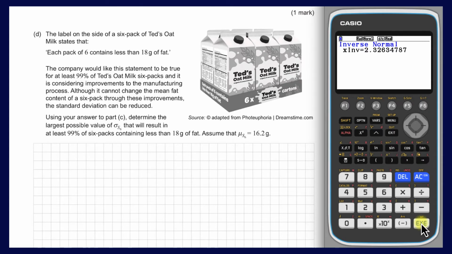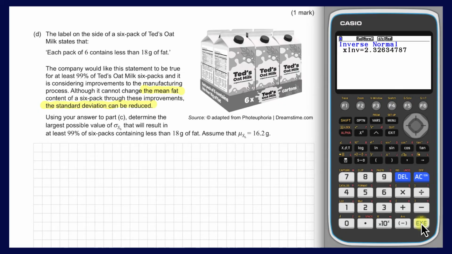And so they are trying to improve the manufacturing process, and we're told that the standard deviation can be reduced. So the mean cannot be changed, but the standard deviation can be changed, and that means that we're going to have a situation with an unknown standard deviation but a known mean. And obviously this relates a little bit to part C with that z-score calculation of 2.326. That's going to come in very handy for this.